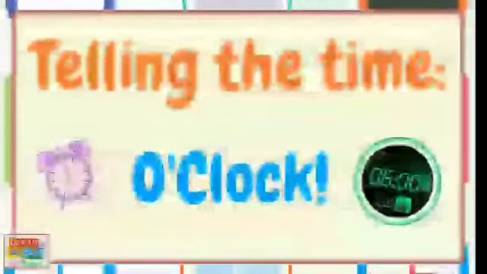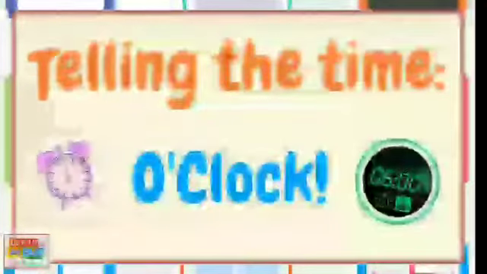Telling the time o'clock. This is called an analog clock, and as you can see, there are the numbers 1 through to 12 on the clock face.